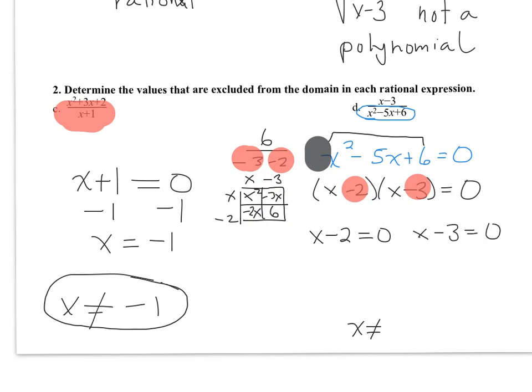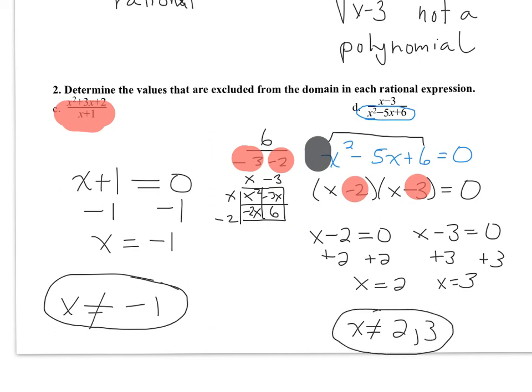So we take these 2 factors, set them equal to 0, just like we did. Add 2 to this one, add 3 to this one. So x is 2, x is 3. So in our problem, x can't be 2 or x can't be 3. Those are problems because they would make the denominator 0.